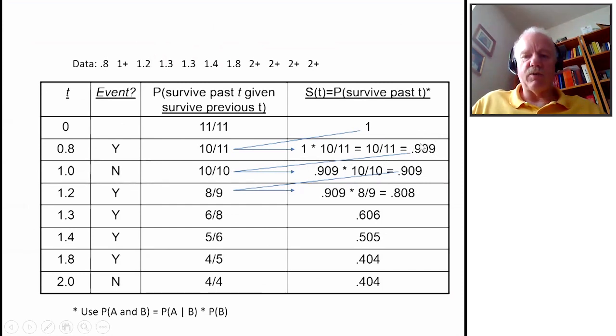So you take this 0.909 multiplied by the probability of surviving 1, given that you survived 0.8, which was 10 out of 10, and that also gives us 0.909. And likewise, we go zigzagging through this table, multiplying the probability of surviving the previous time point times the probability of surviving the next time, given that you survived the previous time. And that's how we do it. We just zigzag through the table, multiplying these probabilities. And this gives us our estimated survival probabilities.